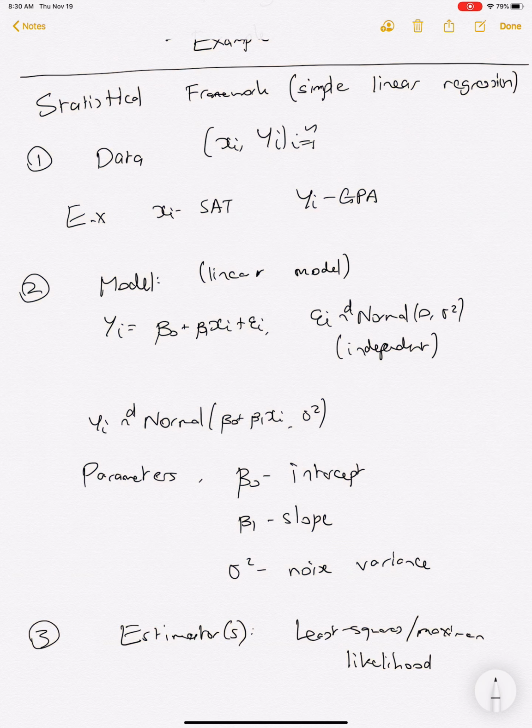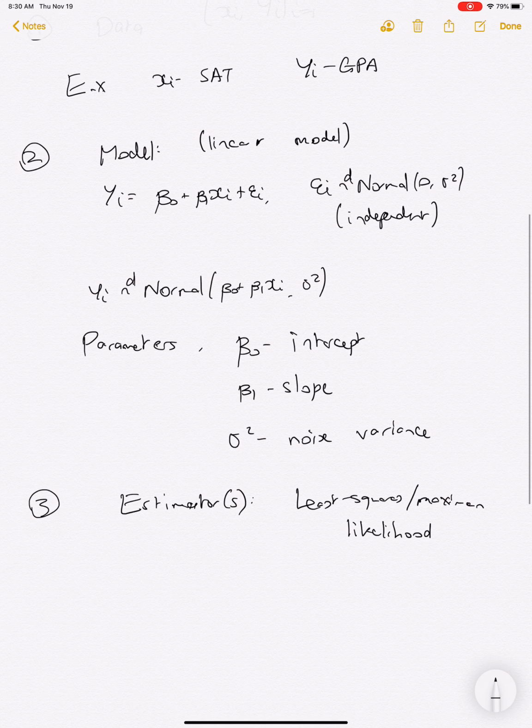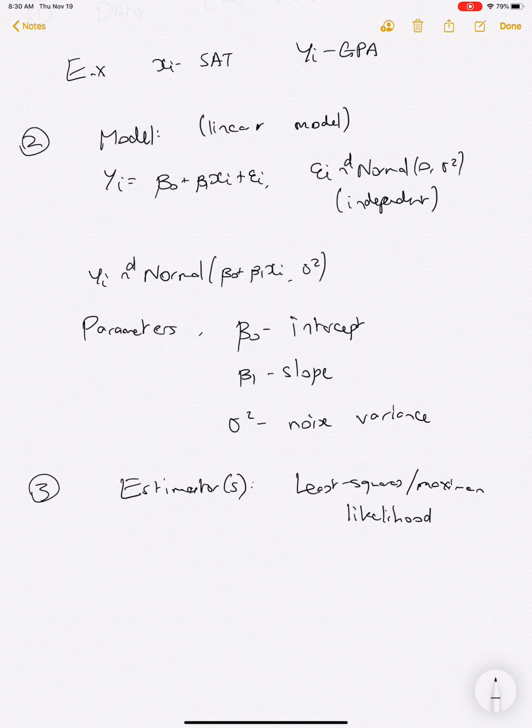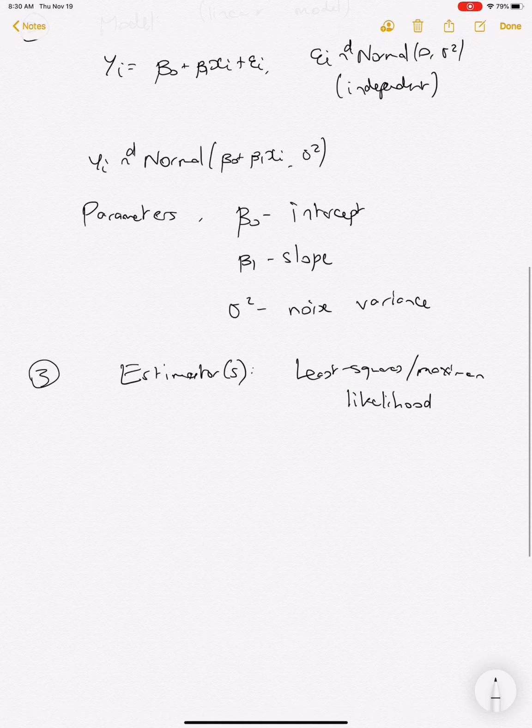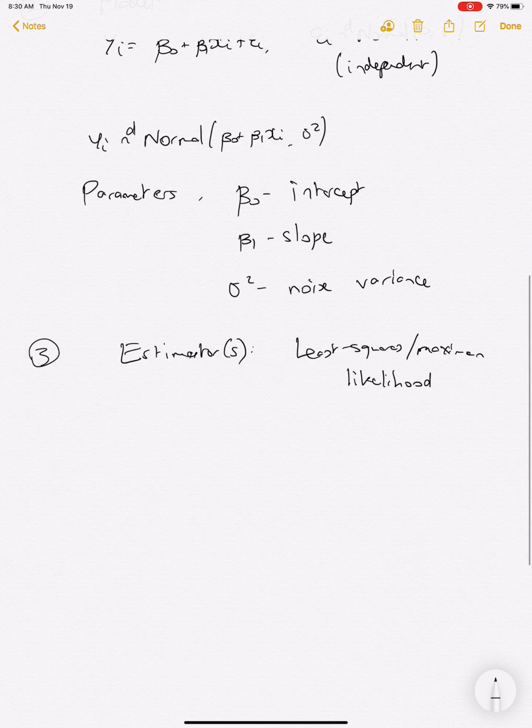So the parameters of interest here are beta 0, beta 1, and sigma squared. Another way to think about this distribution is that y is normally distributed with mean beta 0 plus beta 1 xi and variance sigma squared. And what we spent the majority of the previous lecture talking about was the estimators for these parameters. So remember that the least squares or maximum likelihood estimates gave that we had.